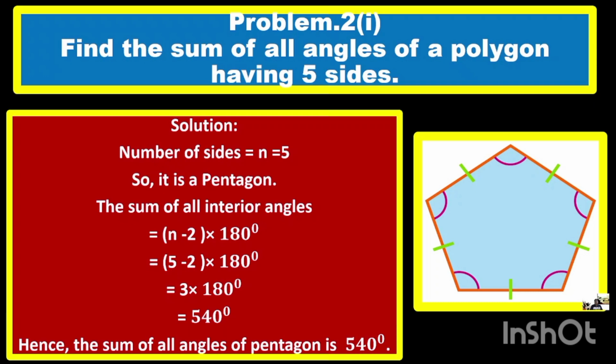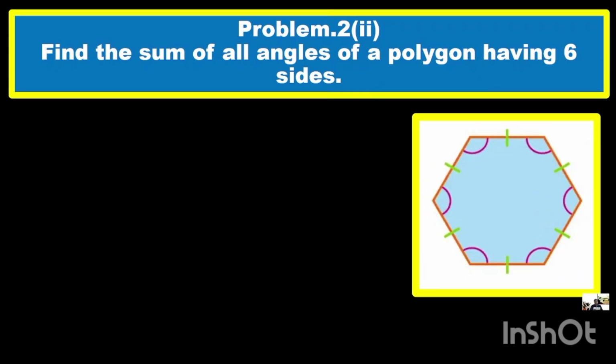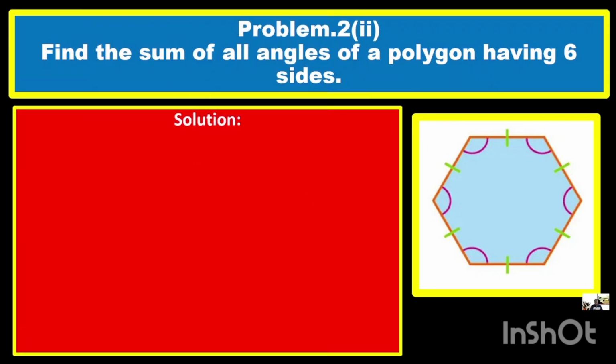So using this formula you can find out the sum of all angles of any polygon having a given number of sides. Here is another problem for you. Find the sum of all angles of a polygon having 6 sides. Look at the diagram. Here the number of sides n is equal to 6. So it is a hexagon.